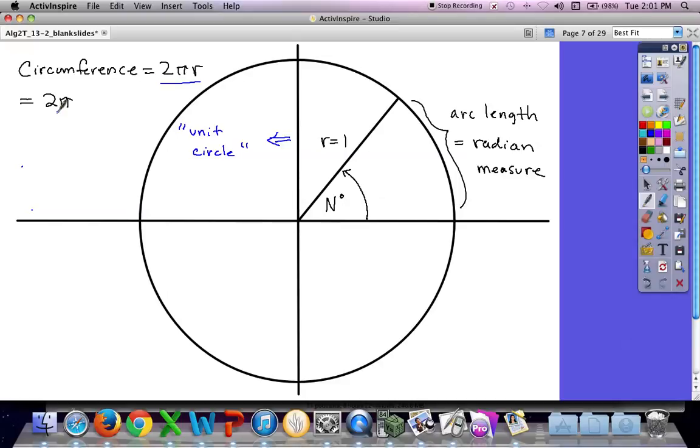2 pi. So how far is it to go all the way around the circle one time? 2 pi. Instead of 360 degrees, 2 pi radians. Right? 360 degrees equals 2 pi radians.